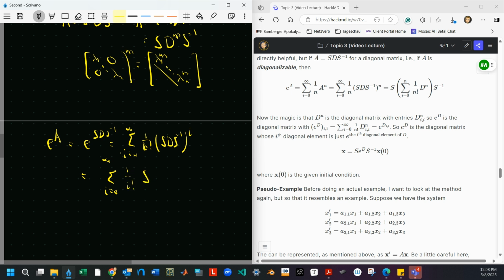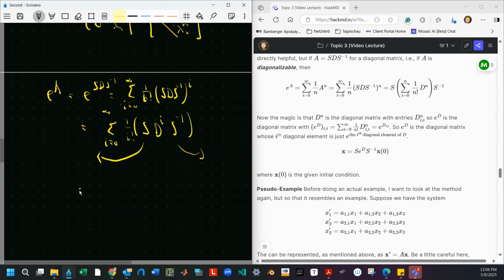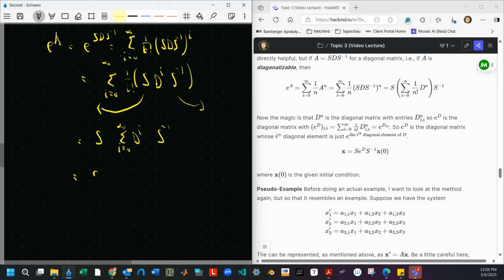I can pull the S out, move the D in, and S inverse like that. This is a sum over a product, so I can pull the S's out on both sides. And so then I get e to the A equals S times the summation i equals 0 to infinity of D to the i, times S inverse. But this is now a summation over diagonal matrices.